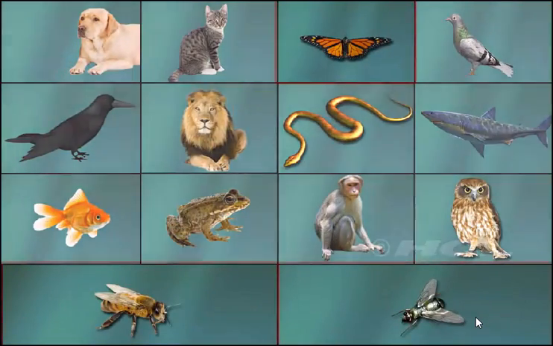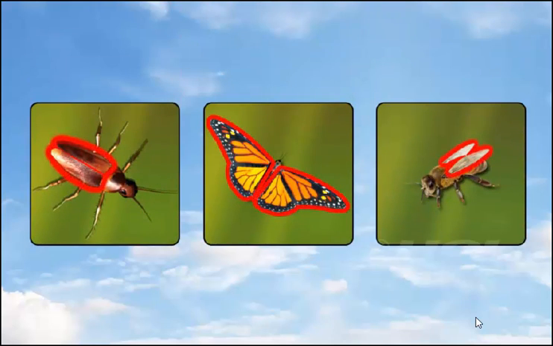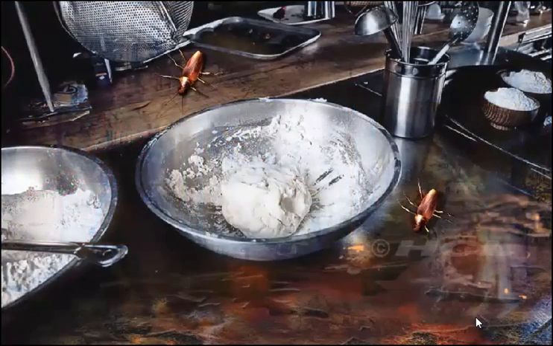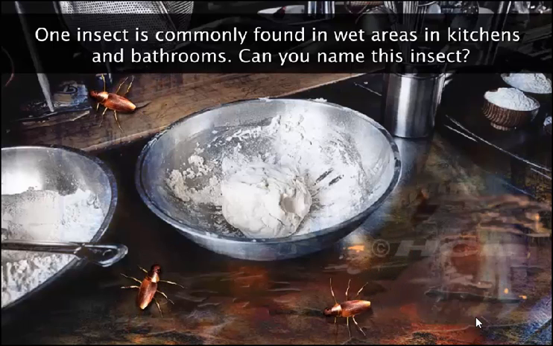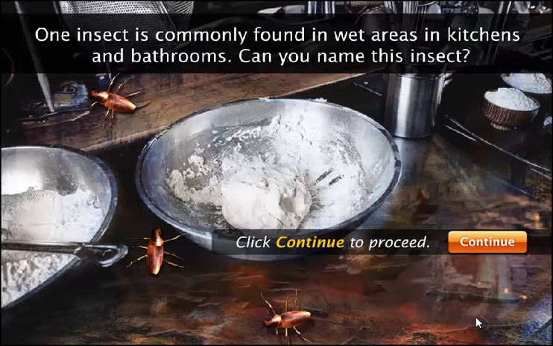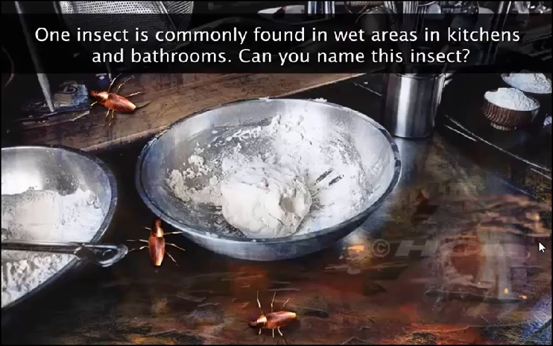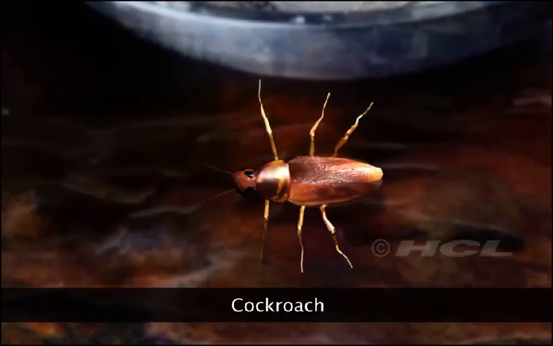Insects are also hairless animals. Some of them have wings and can fly. All insects have 6 legs. One insect is commonly found in wet areas, in kitchens and bathrooms. Can you name this insect? Cockroach, of course. It has wings as well as 6 legs.